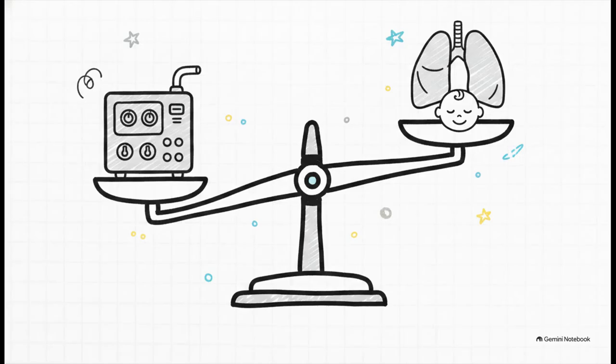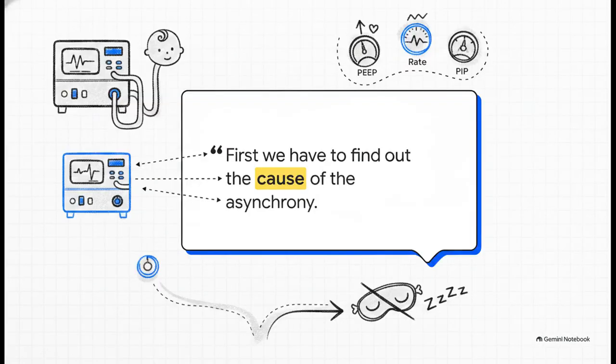This really changes how we look at the whole dashboard. True respiratory support isn't about bullying the baby's lungs into submission with our settings. It's about listening to the baby's physiology and adjusting the machine to give them exactly the support they're asking for in that moment. Our resource material really hits the nail on the head here.